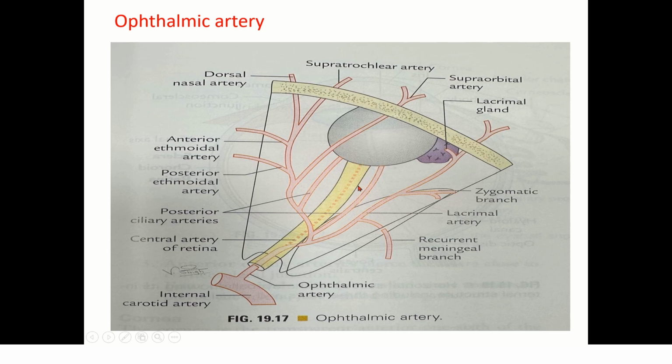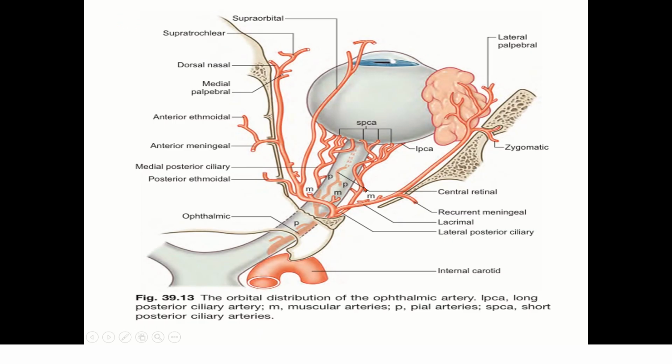And then you can see these are the posterior ciliary arteries. There are two long posterior ciliary arteries and 6 to 7 short posterior ciliary arteries. These long posterior ciliary arteries come to the peripheral margin of the iris and anastomose with the anterior ciliary arteries, which are the branches derived from the muscular branches of the ophthalmic artery, and they form an arterial circle supplying the iris and ciliary body. The short posterior ciliary arteries will divide into plexus in the choroid and supply the choroid and outer 3 layers of the retina.